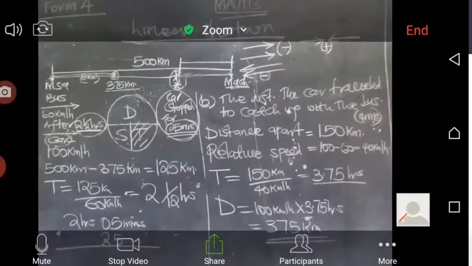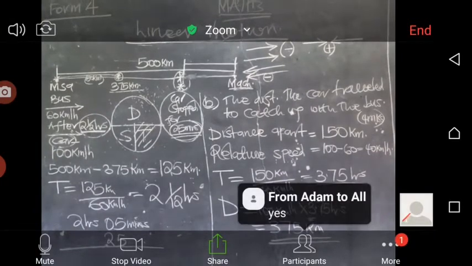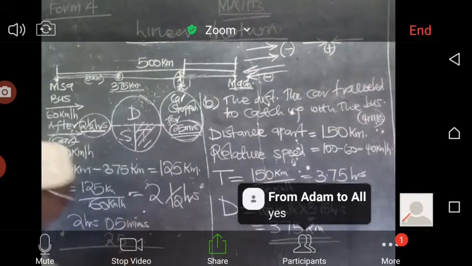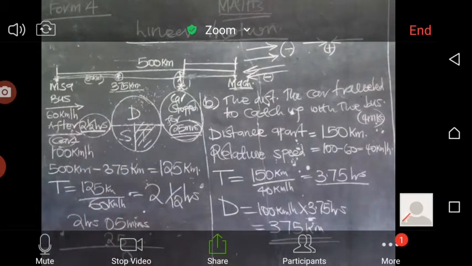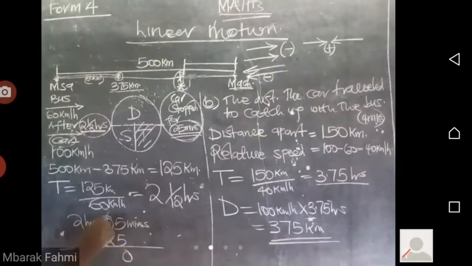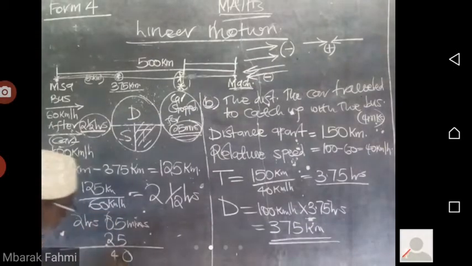Okay, so now we are saying we need to subtract it. 5 minus 5 is 0. And then we borrow 1 from the other side, it will be 6. 6 minus 2 is going to be 4. And here we will be left with 1. So 1 hour 40 minutes.